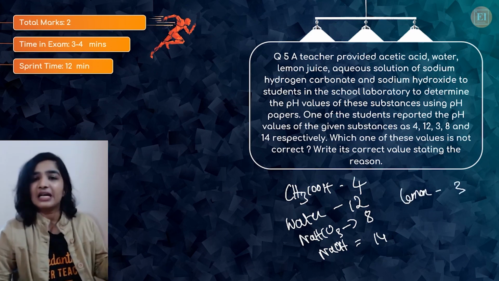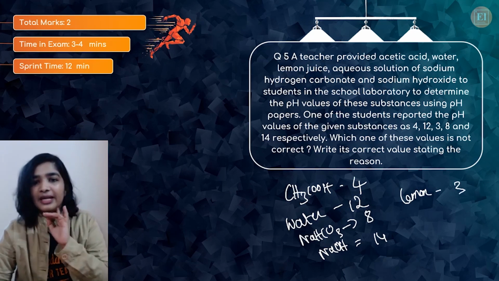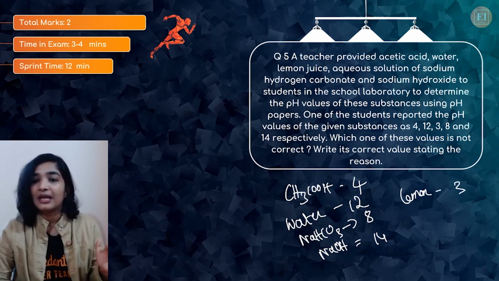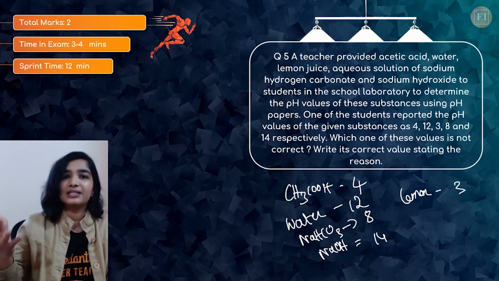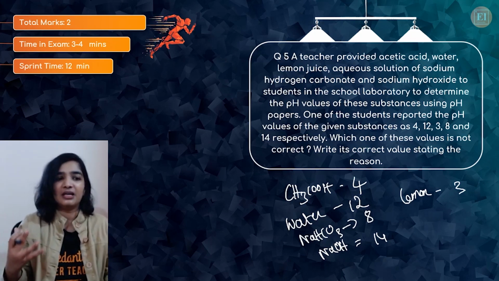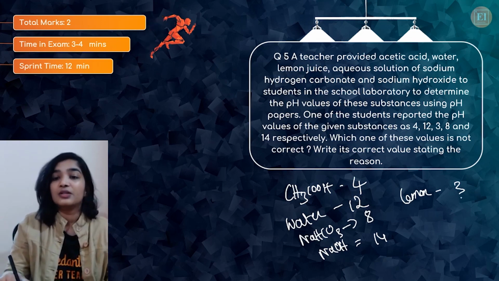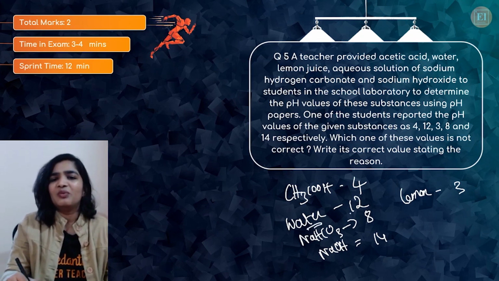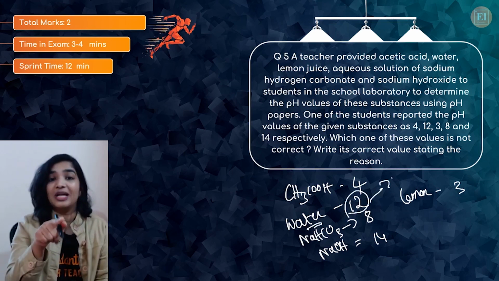So acetic acid is a weak acid. Yes, its pH will be around 3 to 4. And NaHCO3, it's a mild basic salt, so its pH will be around 8. NaOH is a very strong base, its pH hoga 14. Lemon juice, it consists of the acids, right? Citric acid. So when you dilute it, of course, it will become less acidic. But concentrated lemon juice is, of course, acidic. So its pH will be around 3.2. But water ka pH 12 hoga? It's neutral, no? So this pH value is not correct.